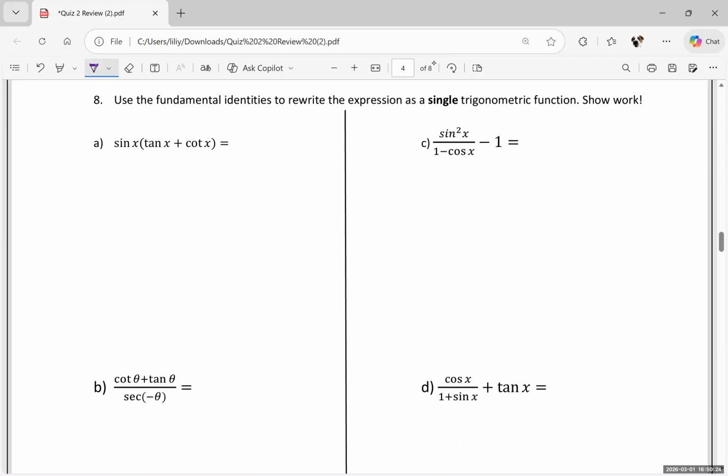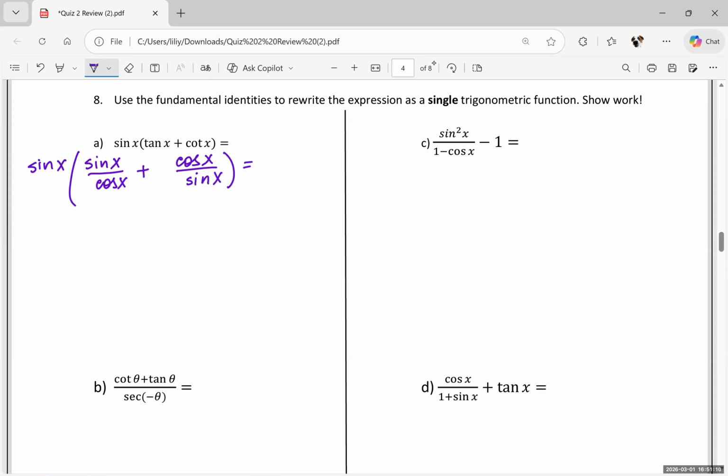Eight is the same thing, just a little bit more intense problems here. We are using just the fundamental identities to rewrite these as a single trigonometric function. So on this first one, we do need to change everything to sines and cosines so that we can figure out what cancels out. Sine x times tangent is sine x over cosine x. Cotangent is cosine x over sine x.